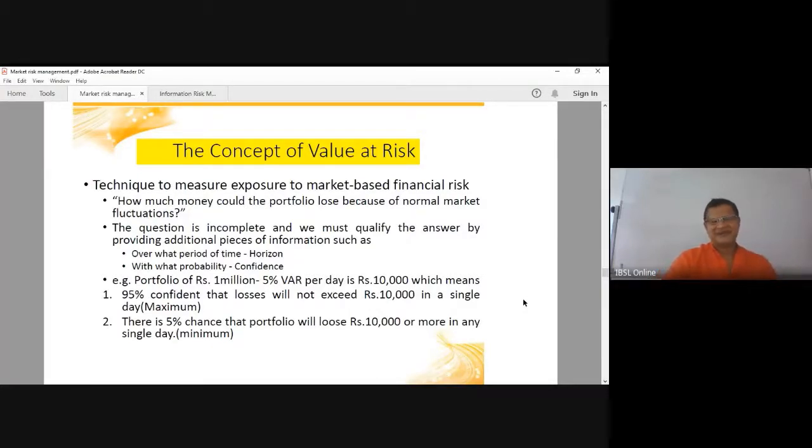So when you do these transactions on a computer basis, you will get a result as a percentage of value at risk. Based on that, you calculate your maximum loss per day. That will give you a confidence level of 95%. If you say there is a 5% chance of losing 10,000, that means you are confident that 95% of the time you will not lose 10,000 rupees. There is a 5% chance of losing 10,000. This is what you call value at risk.